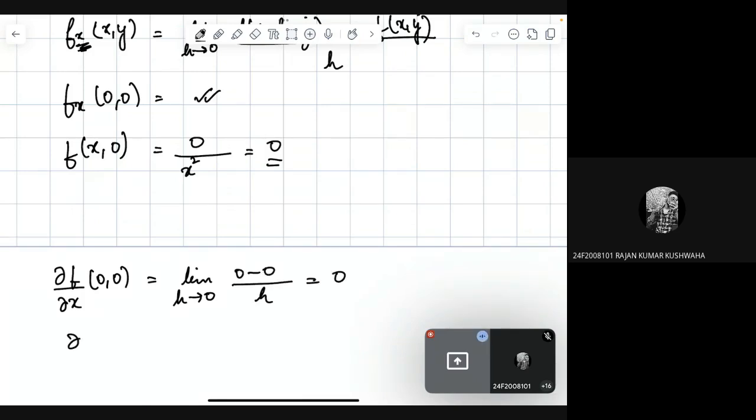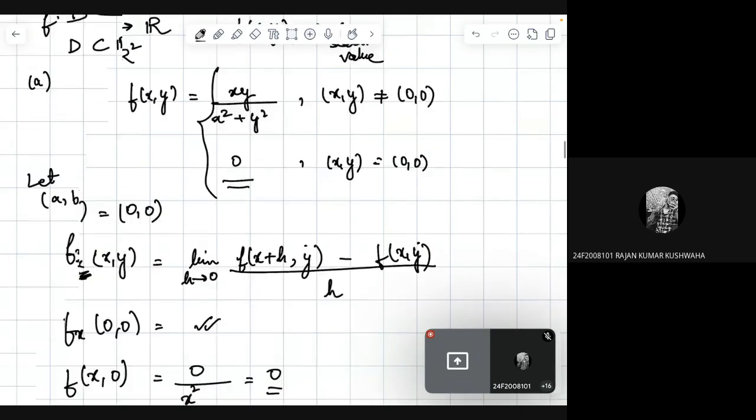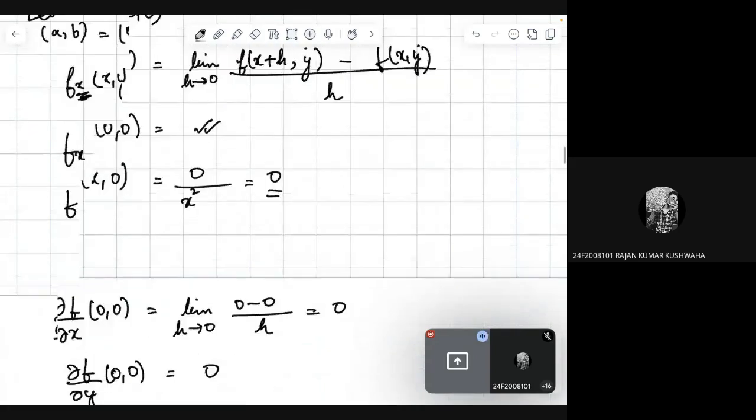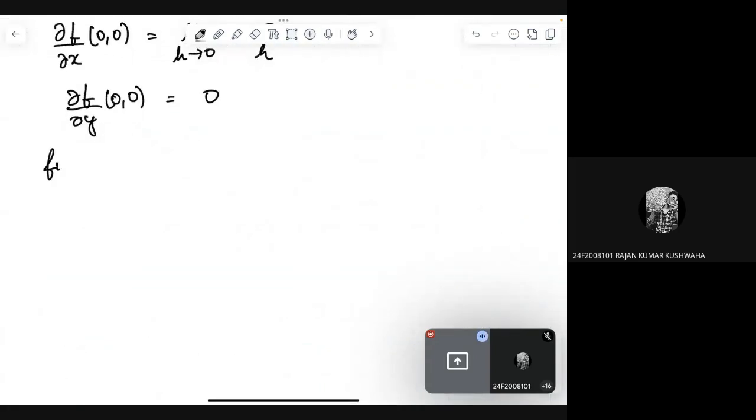Similarly, del f del y at (0,0) also comes out as 0. So the partial derivative exists at (0,0). Now we have to check whether the directional derivative exists or not. Does f_u at (0,0) exist?